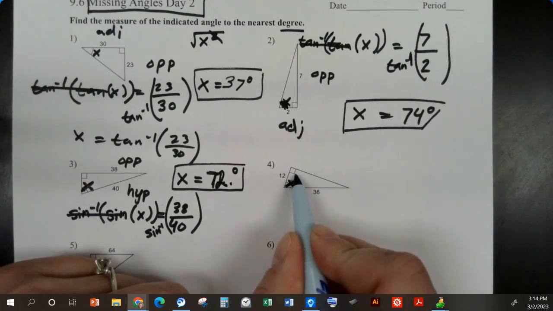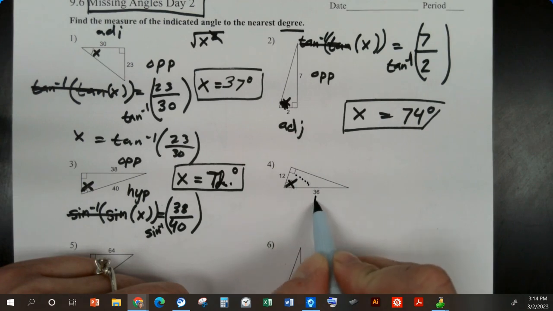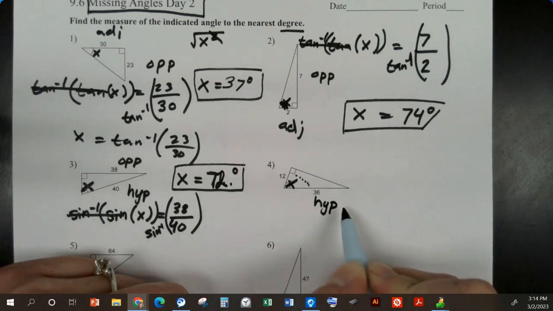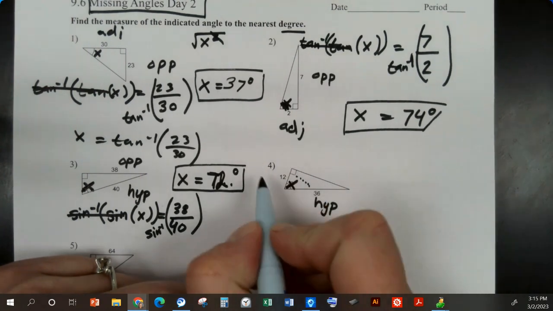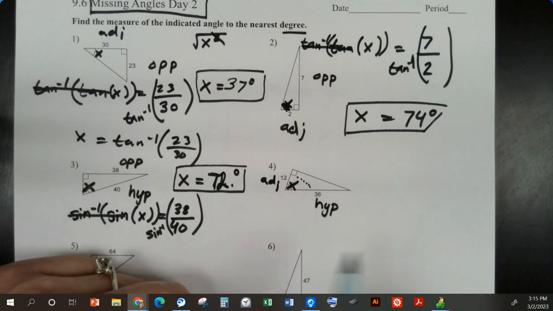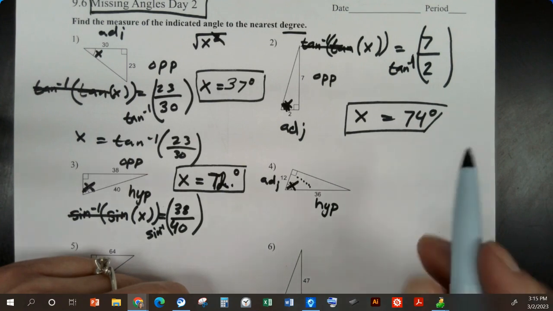Yeah, it is the height. It's across from the 90. This kind of looks weird, but you guys got it. It's the height. Okay, and then what's 12? 12 is not opposite. Good. 12 is adjacent. Good. So we need the relationship between adjacent and hypotenuse. What is that relationship? Good.